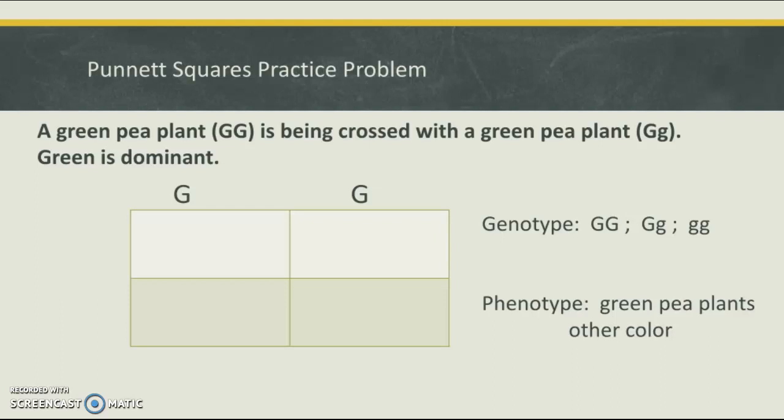Now, this is a green pea plant, which is just a type of plant that makes peas. So here's a green pea plant that has 2 capitalized G's and it's being crossed. That means it's mating. So these are the parents. Remember, these are the parents. Here's mom and here's dad. And it's with another green pea plant that has a capitalized G, lowercase g. Remember, green is dominant. So as long as it has a capitalized G, it's going to be green in the end.